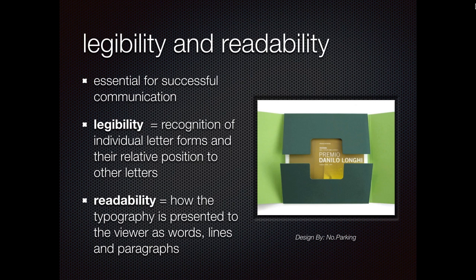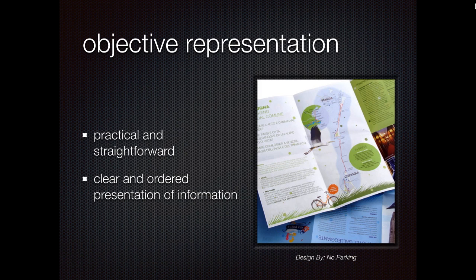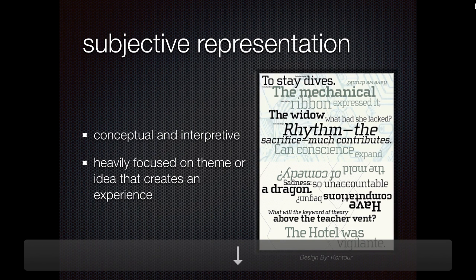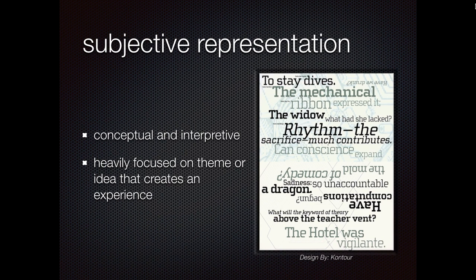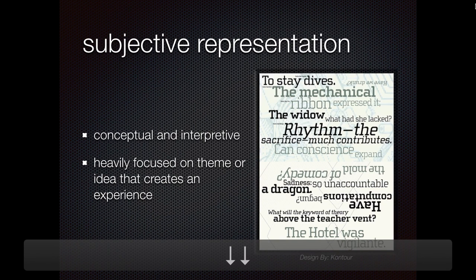And so you just want to pay attention to this sort of thing as to how somebody is actually able to read your document, okay? Objective representation, this is practical, straightforward, clear, ordered, hierarchy, that sort of thing. The opposite of that would be subjective representation. This is generally when it's a little bit more fluid, right? You're kind of throwing things out there, something like this versus something that's very technical, you know, laid out paragraphs and that sort of thing, right?